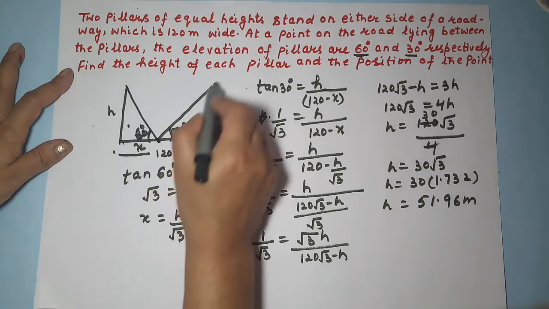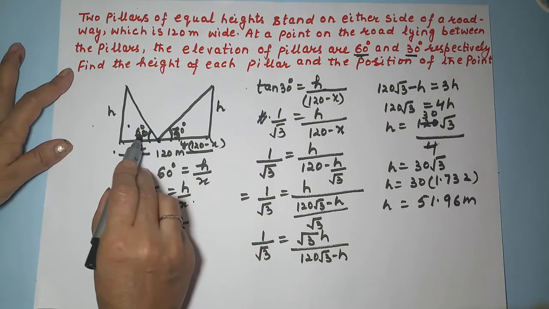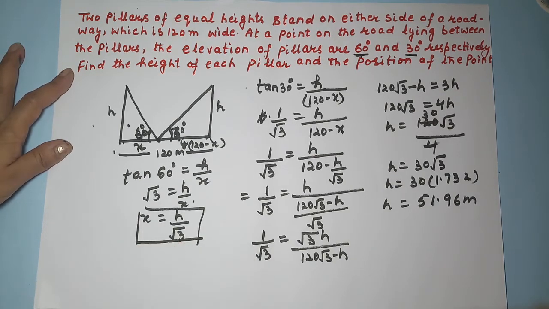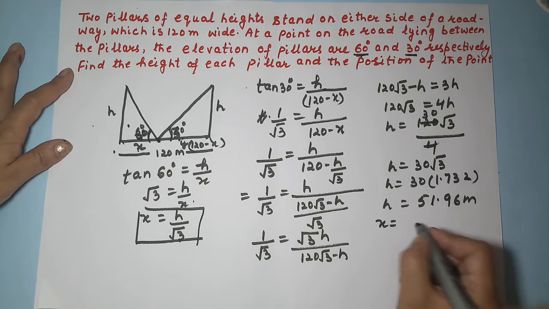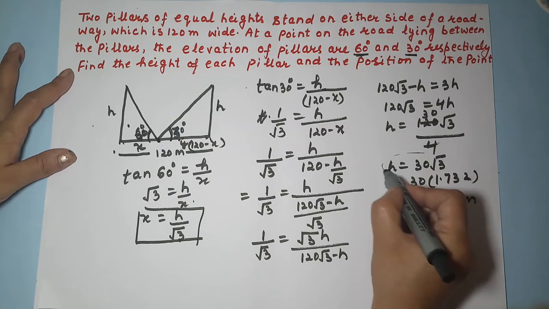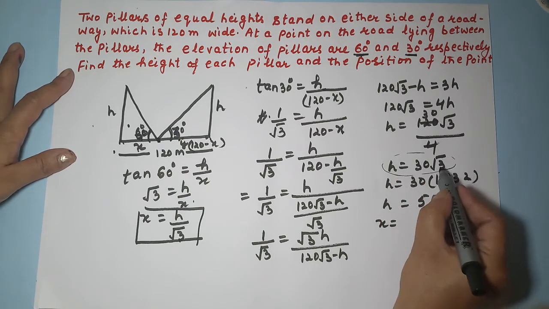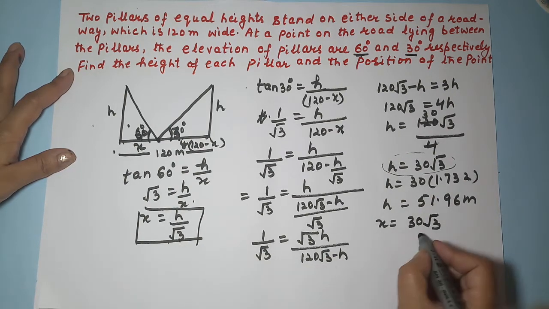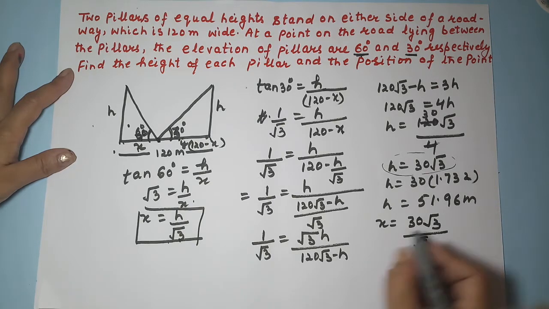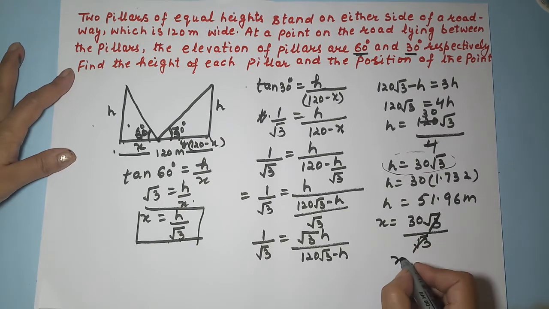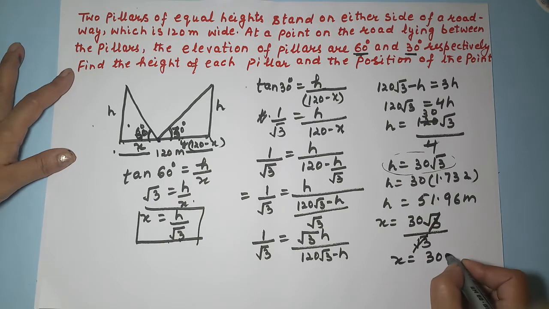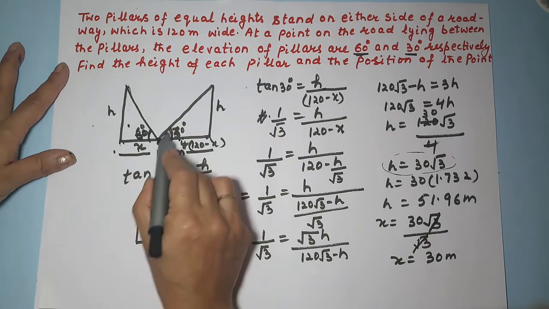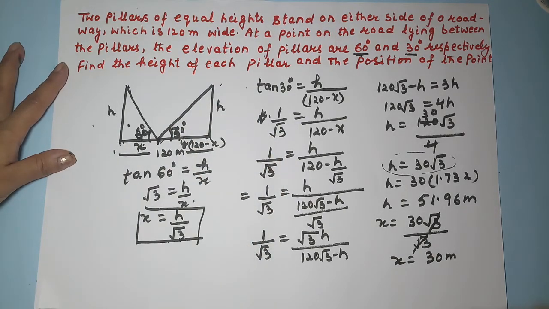Now secondly, he has asked me to find the position of that point, from where the angles of elevation are 60 and 30 respectively. So how do I find X now? I'll go to this equation. X is equal to my H. Let me put the value of H here because then I have root 3 here. So 30 root 3 divided by root 3, it will be easy for me to calculate this. Root 3 and root 3 will go. I am left with X as 30 meters. So at 30 meters distance, the angles of elevation were 60 and 30.